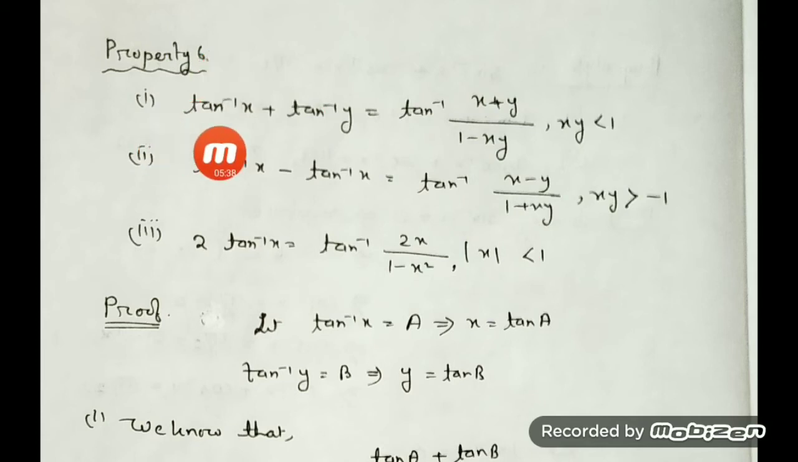That is what? Number 1. Tan inverse of x plus tan inverse of y is tan inverse of (x plus y) by (1 minus xy). Tan inverse of x minus tan inverse of y, it should be y. Okay. Tan inverse of (x minus y) by (1 plus xy). 2 tan inverse of x is tan inverse of 2x by (1 minus x square).